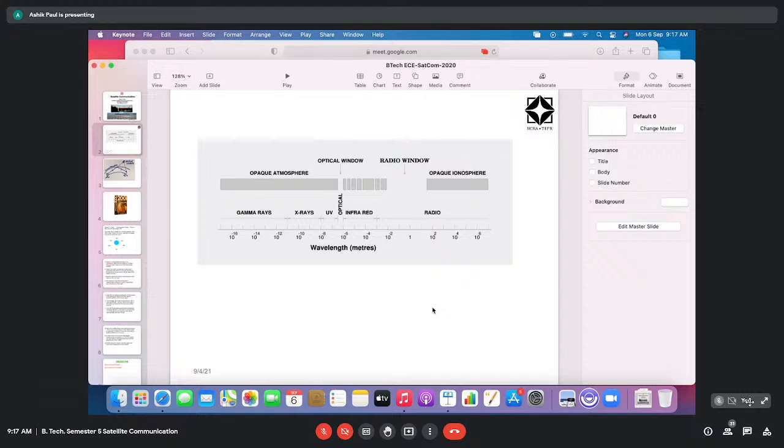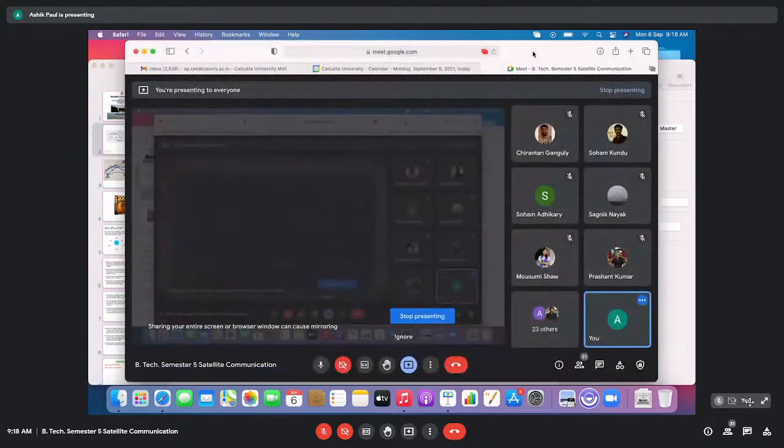Now, can any one of you quickly tell me what will be the frequency corresponding to this lower limit, 1 centimeter wavelength, of the radio window? The frequency. Someone quickly calculate and let me know. Sir, it is about 3 into 10 to the power 10 hertz. What's the unit? Hertz. 30 gigahertz.